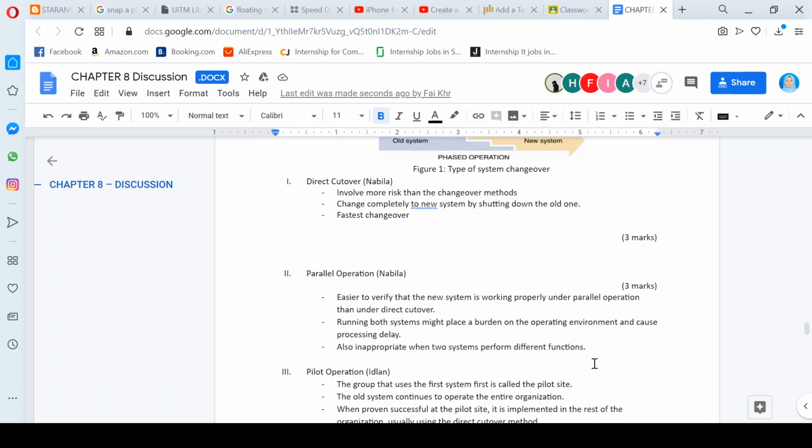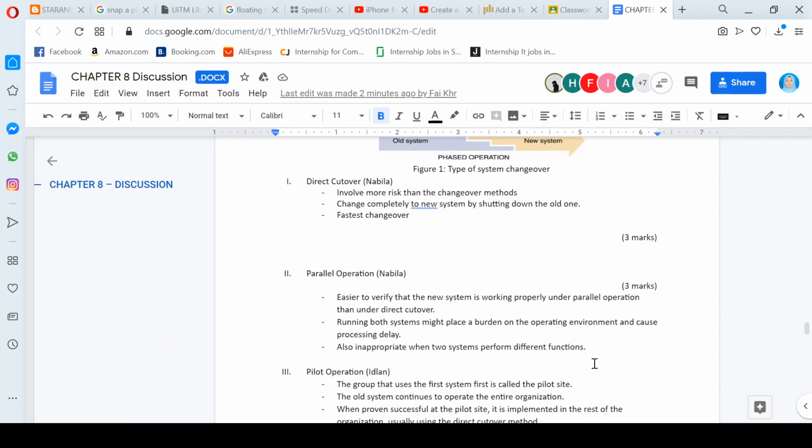system changeover. Okay, continue from the explanation given by Nabila. Okay. So the first type of system changeover is known as the direct cutover. So which is direct cutover, it involve more risk than the others changeover method. So maksudnya dekat sini direct cutover ni dia punya risk dia adalah yang paling tinggi. Okay, which is the system need to be changed completely to the new system by shutting down the old system.